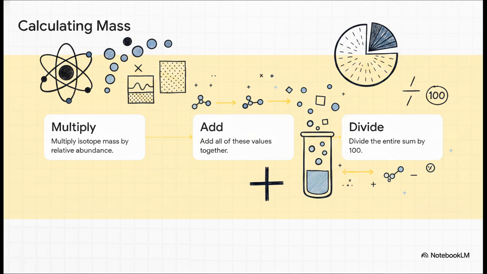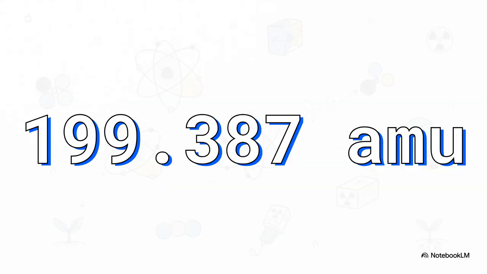See? Easy as that. So, when you actually sit down and crunch those numbers, adding up all those products and dividing by 100, we arrive at our definitive answer. The relative atomic mass of mercury is exactly 199.387 atomic mass units, or AMU. It's a really beautiful example of how analyzing the precise natural makeup of isotopes gives us those standard values that we rely on every single day on the periodic table.